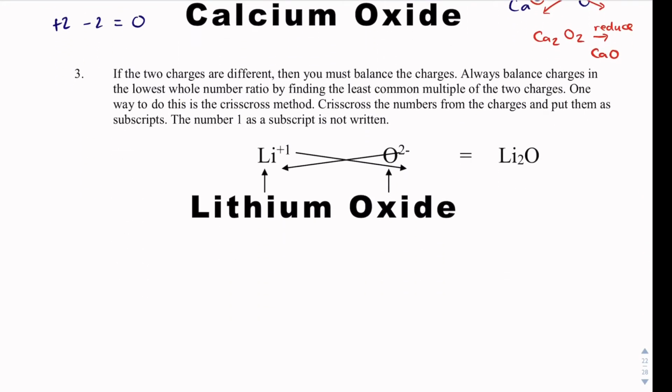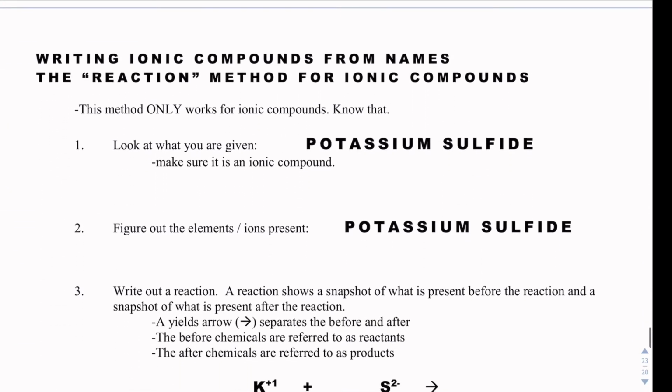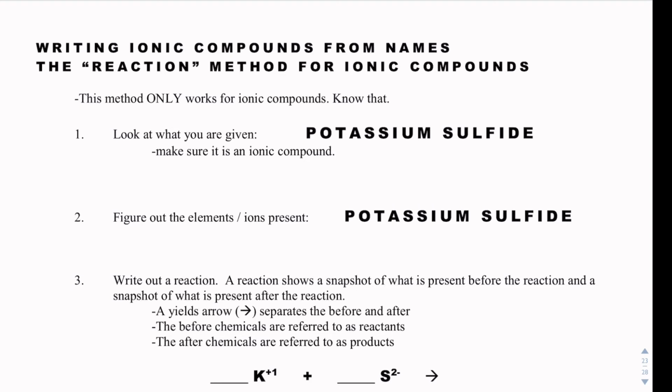We want to just practice with these. Another way is we can use the reaction method. So if you don't like the crisscross method, then let's check out the reaction method. First of all, if we have things in words, like potassium sulfide, we first want to make sure it's an ionic compound. Potassium is a metal, so that is an ionic compound. Anytime you have a metal present in your formula, this is an ionic compound.